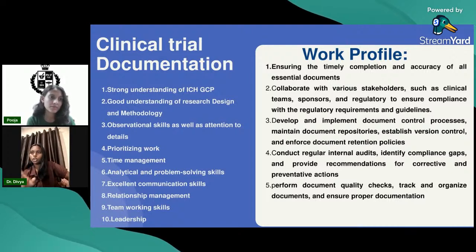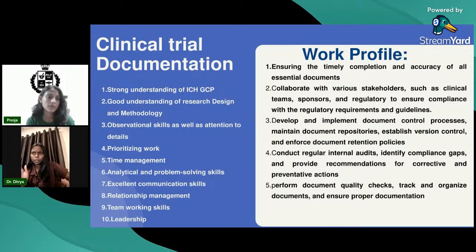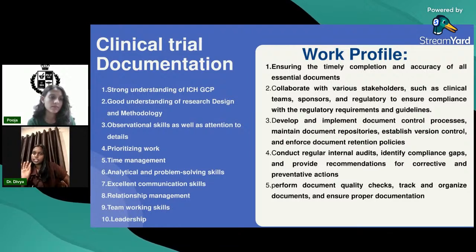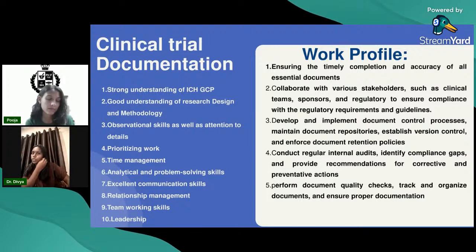They will collaborate with all the stakeholders to further compliance with regulatory requirements and guidelines. They will also do auditing of the data. They will perform quality checks and keep all the documents organized. So if you are someone who is very organized, who likes to keep things at the right time, right place, you are someone who follows deadlines very accurately, so this is a field for you.